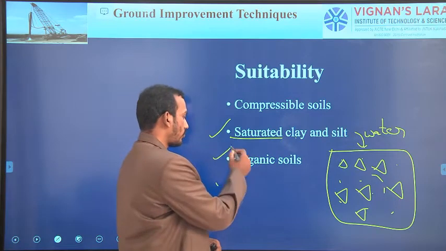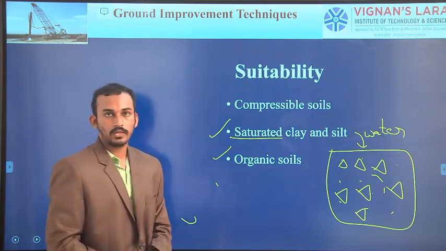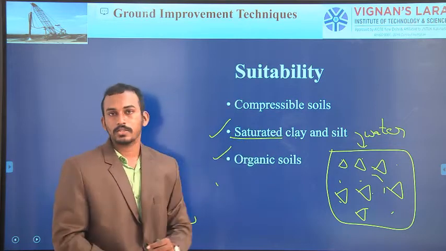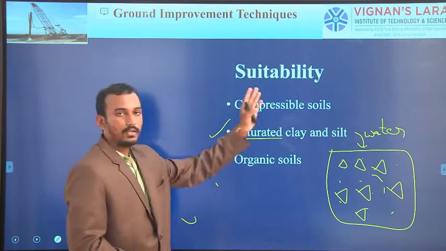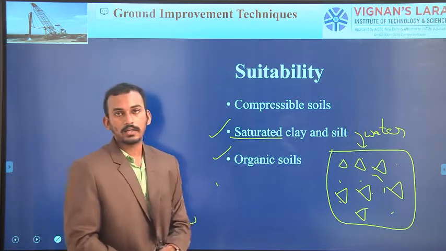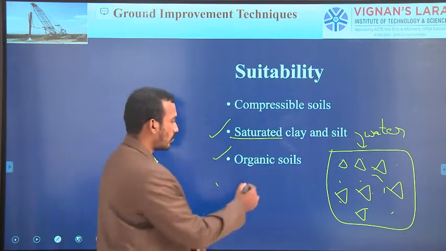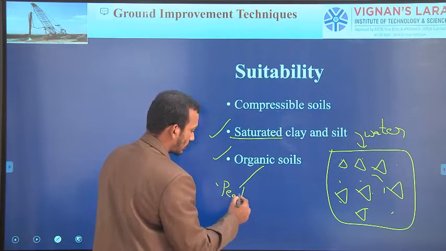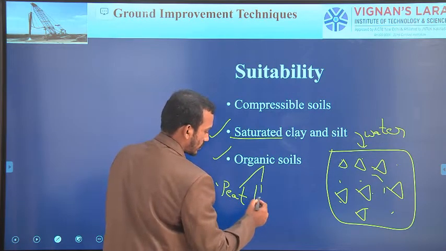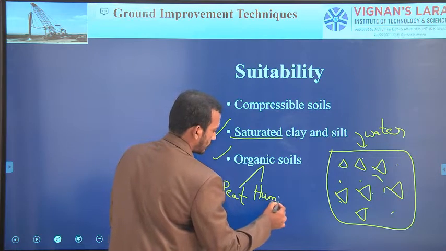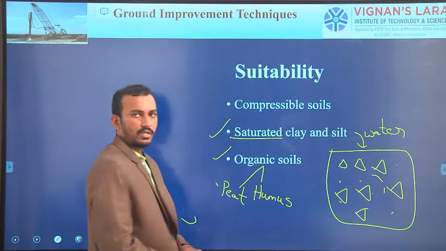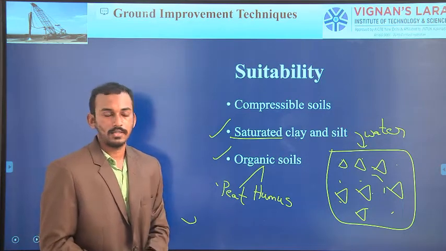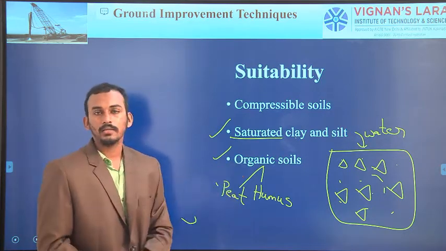So the third one is organic soils. Organic soil is one of the compressible soils. So we can apply the preloading method to the organic soils also. There are so many organic soils. For example, peat is an organic soil. The next one is humus. These two are organic soils. There are some other soils also. For all such types of soils, we can apply the preloading method.